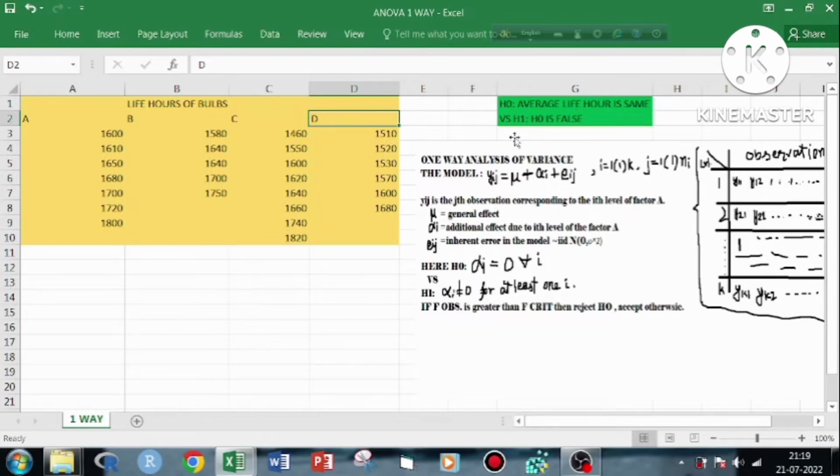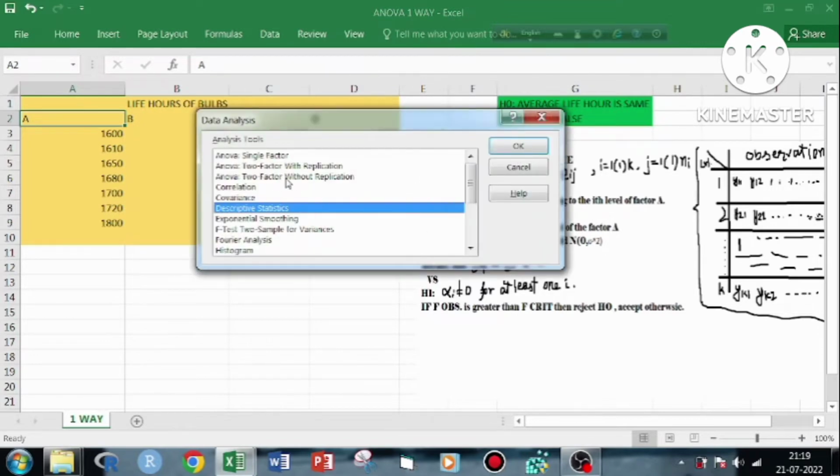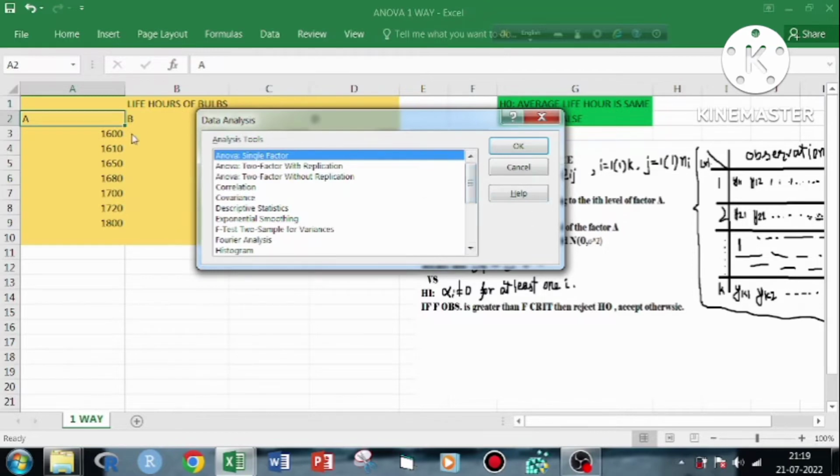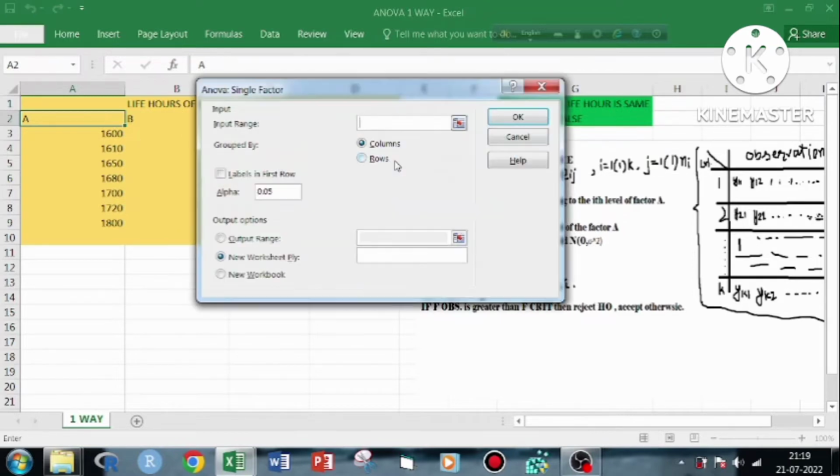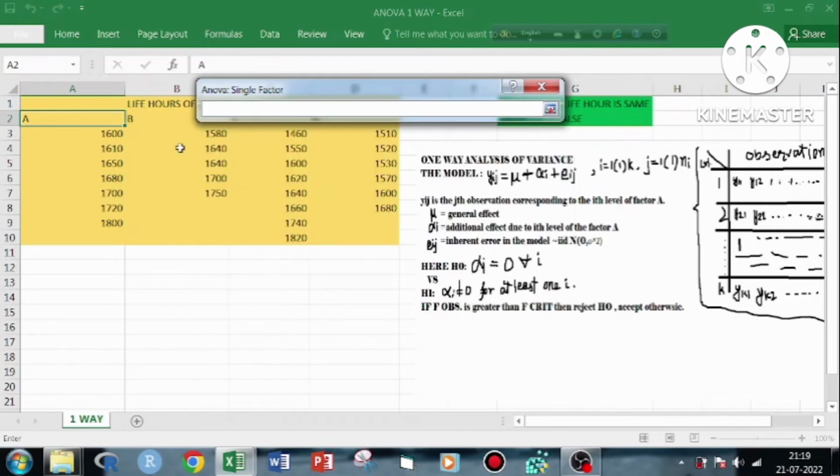So now how are we going to do it in Excel? Have a look. We go to the Data tab, Data Analysis. We select Anova: Single Factor. We have just one factor here, that is the batches. So okay, select our input range, do it like this.